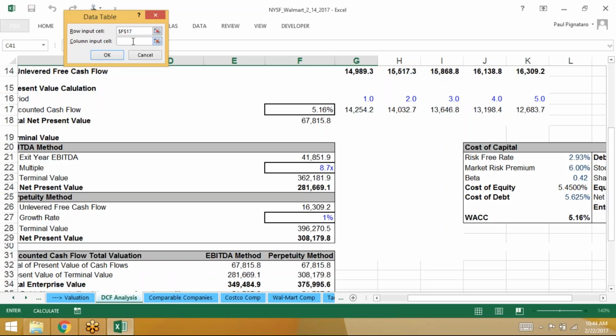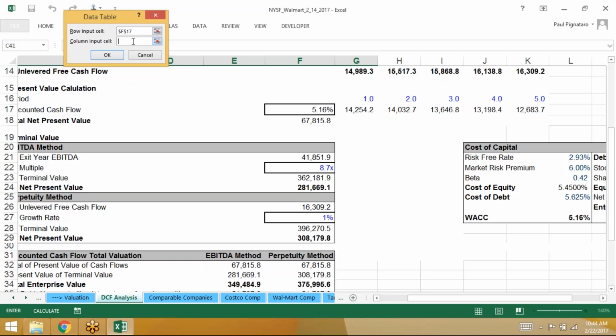Just tap Alt. Yeah, tap Alt. Not that. D. Just hit the D. Yeah, you're good. Just tap it. And then D. Tap it. And then T. There you go.